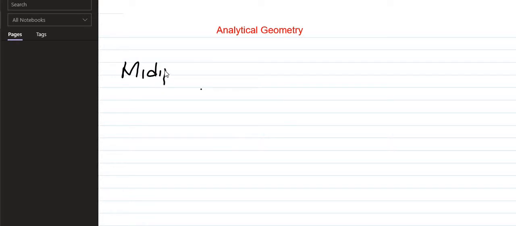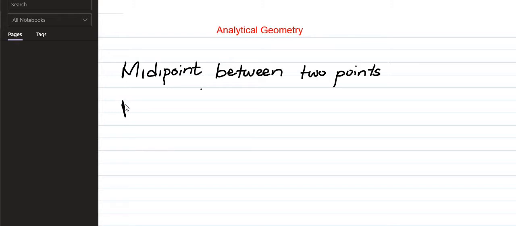Right, so midpoint between two points. So midpoint again, similar to the distance formula, the midpoint between two points also has a formula. The formula is x1 plus x2 all over 2.